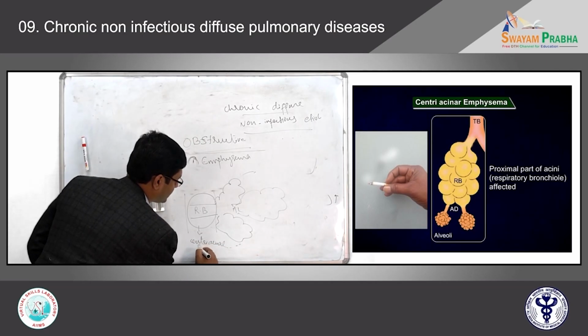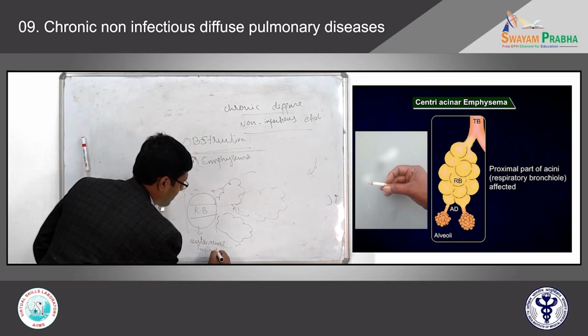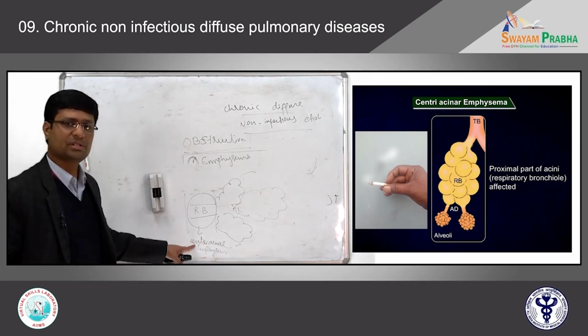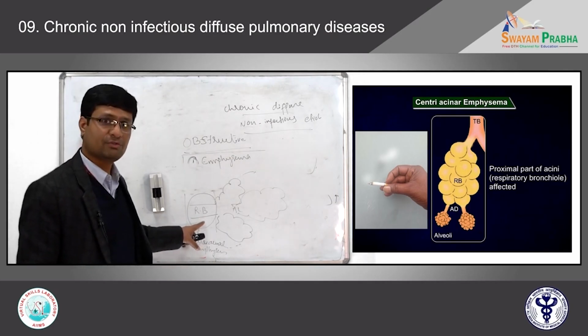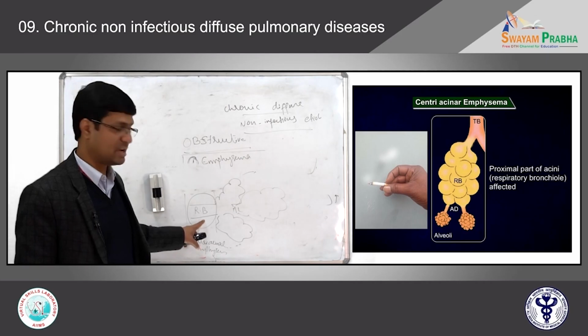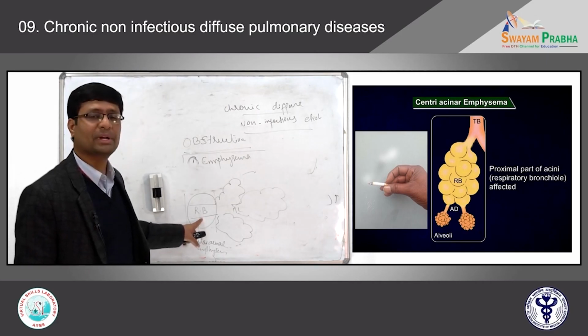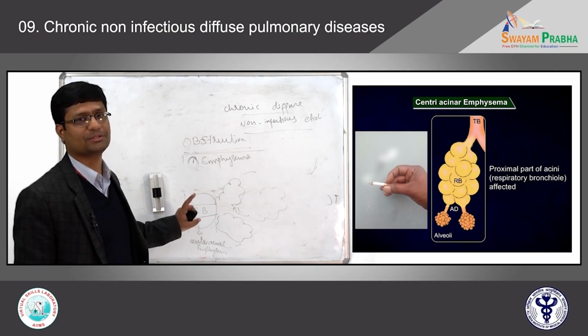Centriacinar emphysema. Why is it important? It is one of the most common and more severe forms of emphysema that can be clinically manifested, and most commonly it is seen in heavy smokers.